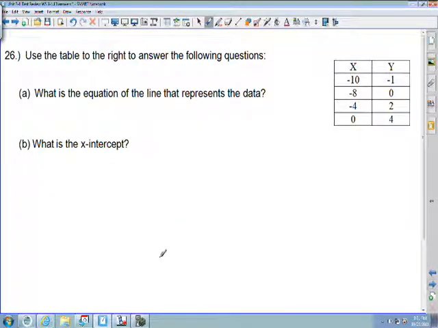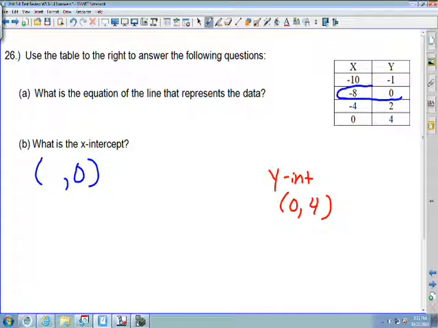Next, use the table to find the answer to these. What is the equation of the line? First off, look right here, 0, 4. My y-intercept is 0, 4. Now my x-intercept, remember, I've got some number and 0. Well, that is right here. So my x-intercept is negative 8.